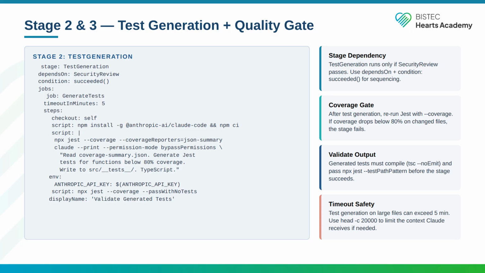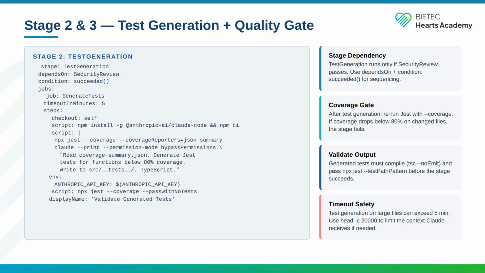Second, Claude reads both the coverage JSON and the source files, identifies functions with branch coverage below 80%, and generates TypeScript Jest test files for those. The prompt constraints, use TypeScript and mock external dependencies, are concise but load-bearing. Without the TypeScript constraint, Claude might generate JavaScript. Without the mocking constraint, generated tests might have real side effects.